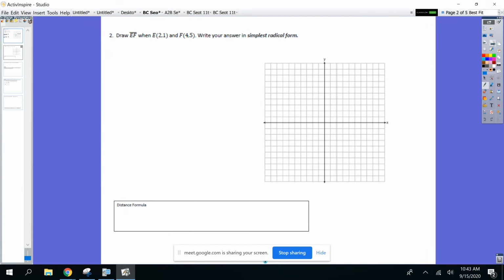Slide left, everybody. Go ahead, draw EF for me now. Now we're going to run into a problem. So everyone in number 2, go ahead, graph EF for me, and we are going to run into a problem.